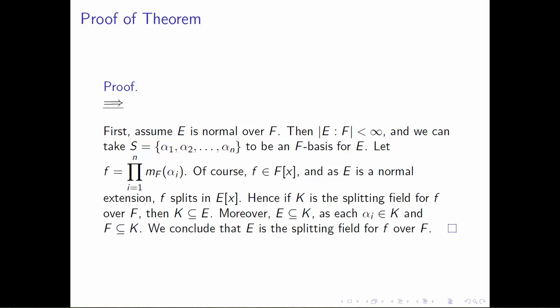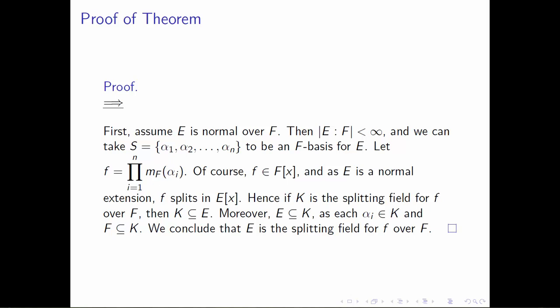So the polynomial that we want, it turns out, is the product, as i goes from 1 to n, of the minimal polynomials over F of alpha i. So definitely not an irreducible polynomial. It's clear that it has coefficients in F, because each of the polynomials we're multiplying together, the m sub F of alpha i's, each one of them has coefficients inside the field F, and so their product f has coefficients inside capital F. And as E is a normal extension, we know that this polynomial f splits in E adjoined x. We're assuming that we have a normal extension. Each of the alpha i's belongs to E, and so their minimal polynomial will split inside E by normality of the extension.